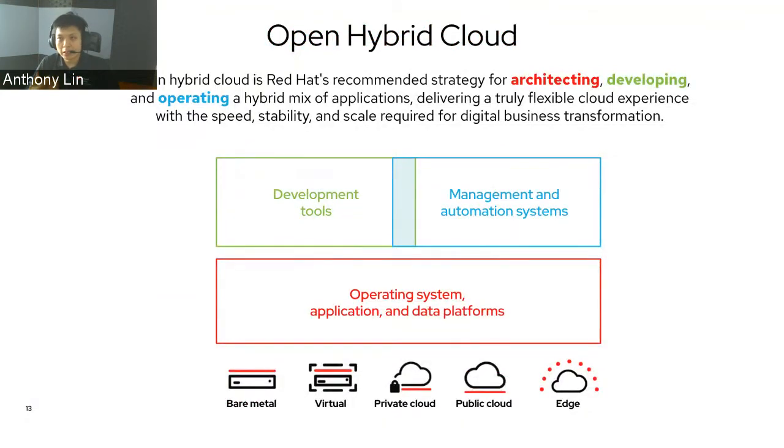So the open hybrid cloud is really the Red Hat recommended strategy for architecting, developing, and operating a hybrid mix of applications. It will basically be covering different areas such as the development tools, the OS, application and data platforms, and the management and automation systems. We will be mainly covering the automation and management systems in this particular series.